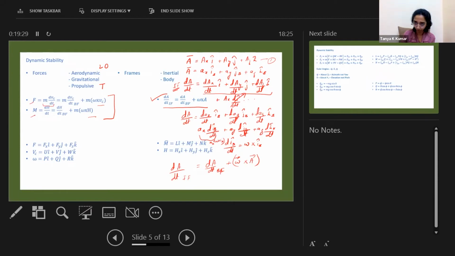That is in the inertial frame. How do you represent it in the body frame? We do m dvc by dt in the body frame plus m omega cross vc. Okay. Similarly for the moment. Moment was m dh by dt.